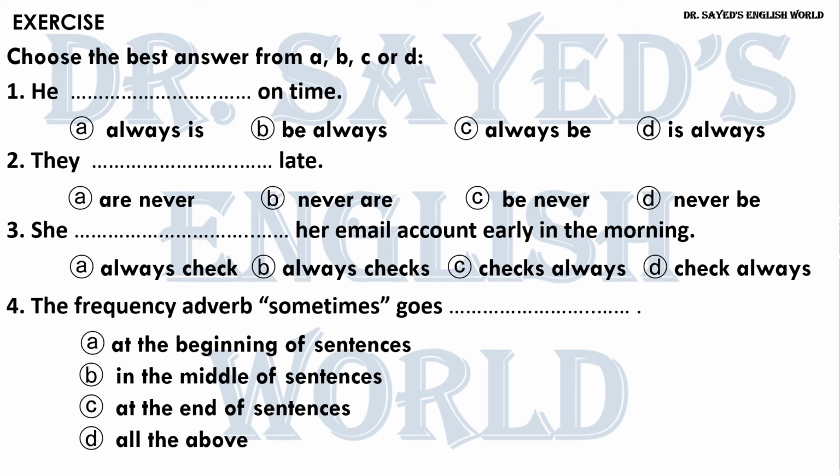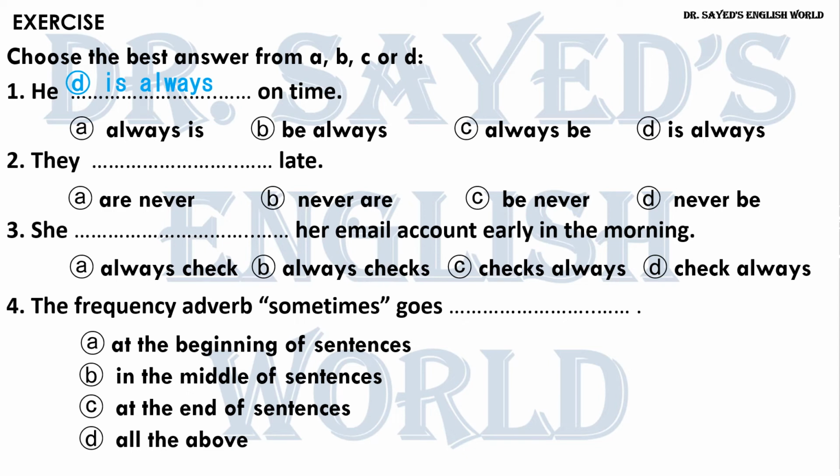Okay, let's answer this exercise. Choose the best answer from A, B, C, or D. He on time. He is always on time. He be always on time. He always be on time. He is always on time. And of course the right answer is he is always on time.